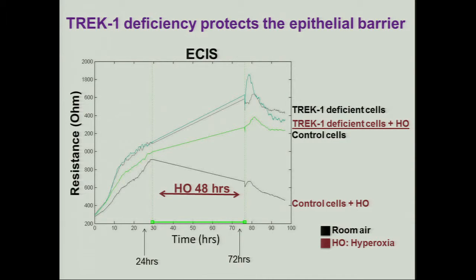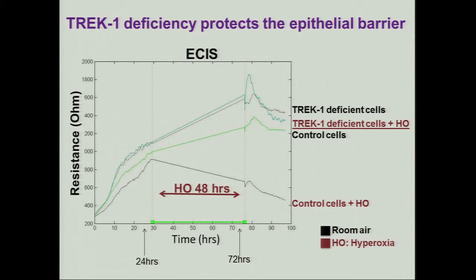What we found was that in black here, the TREK1 deficient cells and the control cells that were exposed to room air, or that were not exposed to hyperoxia, resistance continued to increase and ended up somewhere around here. The control cells that were exposed to hyperoxia lost their alveolar barrier function, and we saw exactly what we expected. After hyperoxia exposure, we expected a decrease in resistance because the epithelium is getting leaky, less tight. What was really surprising, though, was that the cells that were deficient in TREK1 after hyperoxia exposure barely showed any changes. They seemed protected from the damaging effects of hyperoxia by just knocking out one potassium channel in these cells.